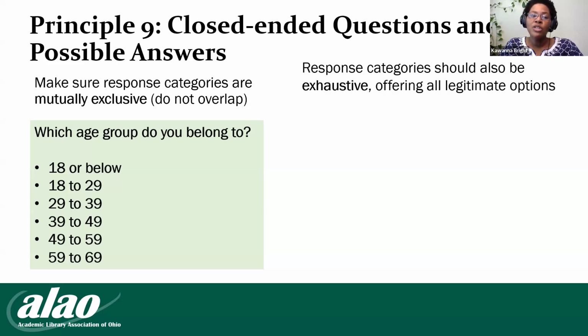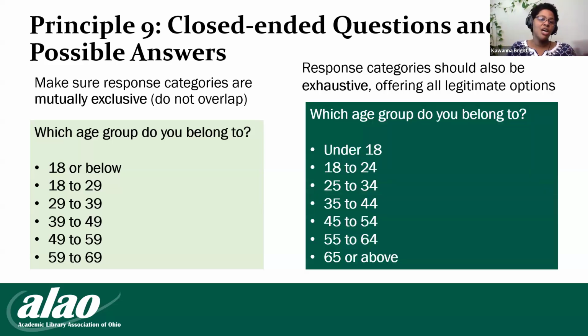So not only do you want mutually exclusive, you also want exhaustive. So in this case, under 18, 18 to 24, all the way up to 65 or above, covers everybody, and we don't have any overlap. So just always double check that. Make sure there's nobody who winds up fitting into multiple categories because you don't want that overlap happening. It's going to confuse them. It's also going to mess up your data as well.